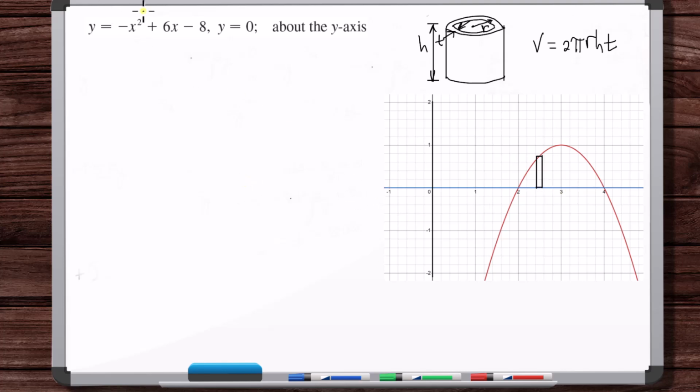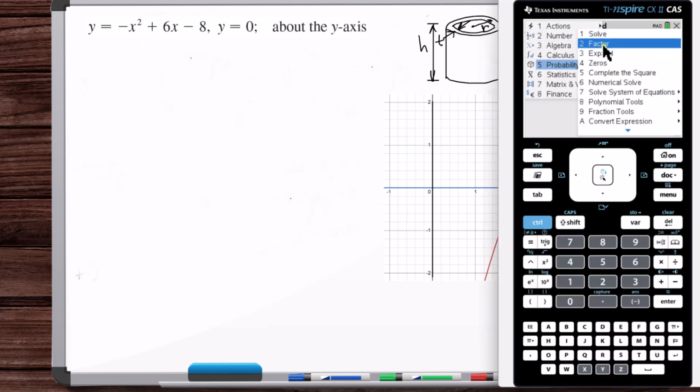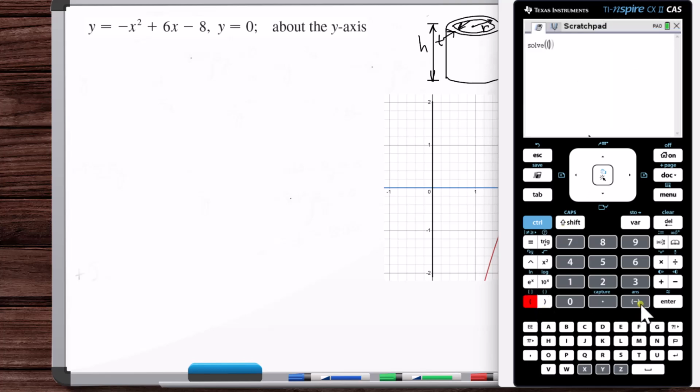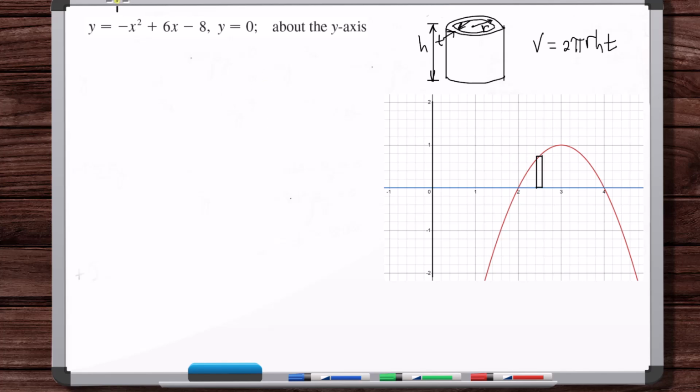So, okay, let's verify that the limits of integration are in fact 2 and 4. Visually it looks like that's the case, but we want to verify this mathematically. So I'm going to solve for when minus x squared plus 6x minus 8 is equal to 0 for x. x is equal to 2 or x is equal to 4. Okay, so the volume is going to be, we're going from 2 to 4.